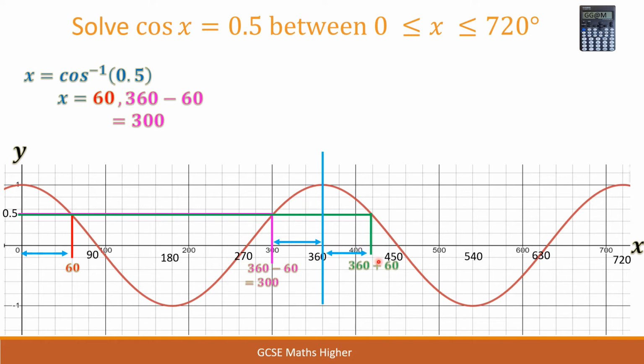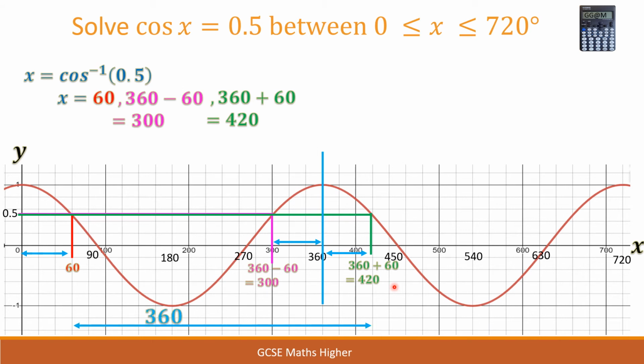So to find my third angle, I've got to do 360 plus 60, which is 420. You can see that gives me my third angle, and the gap between 60 and my third angle is going to be 360 because of the repetition of this curve. So to find my third angle, I just need to add 360 to my first angle. For the fourth angle, I'm going to extend the line further until I hit the curve again.